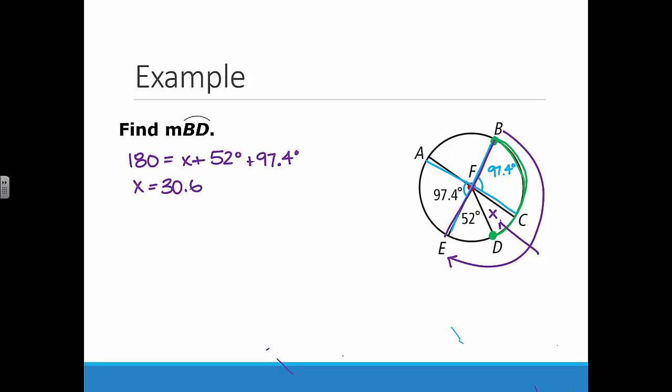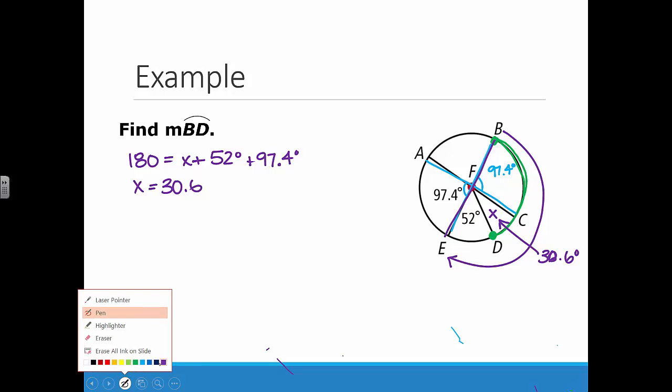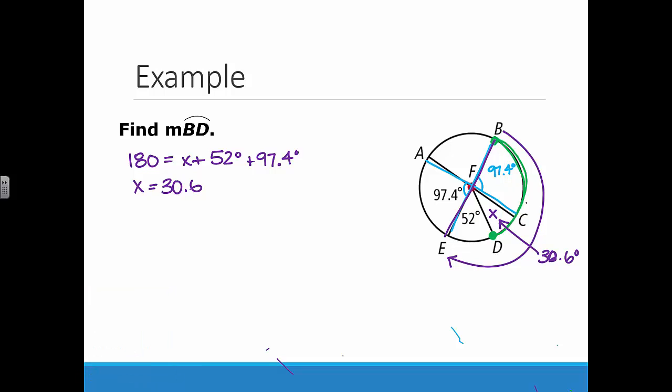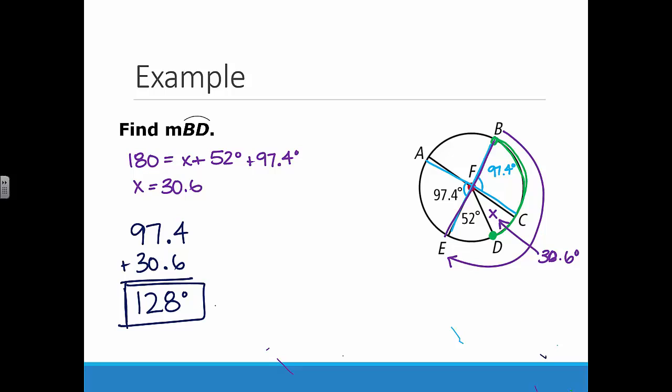So that's how big this is right here. Then if we just want to find from B to D, all we have to do is add up 97.4 and 30.6. You end up with 128 degrees. The other way you could do this problem is you could notice that this was 180 and just subtract the 52 and you have all of that over there.